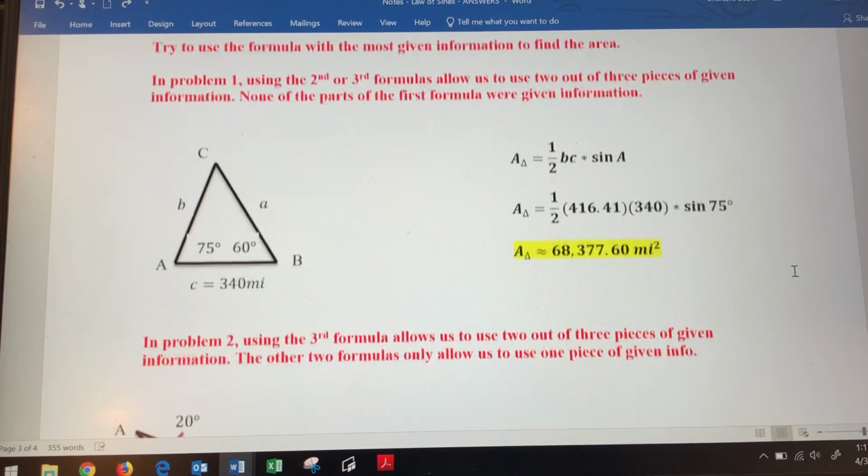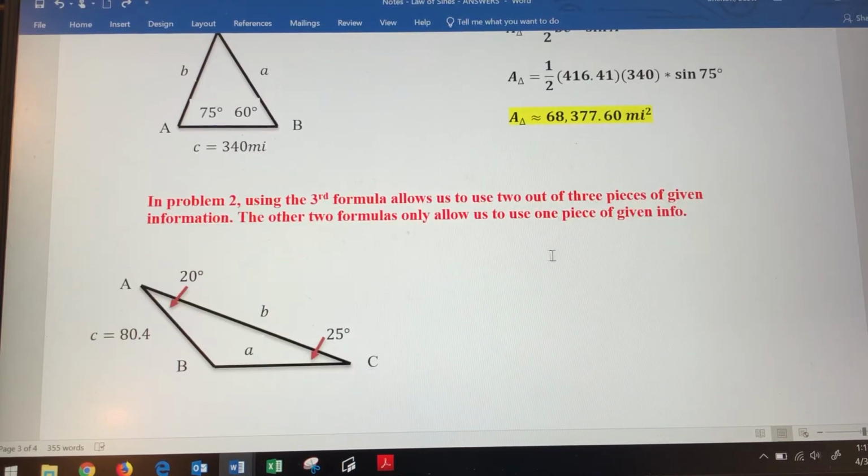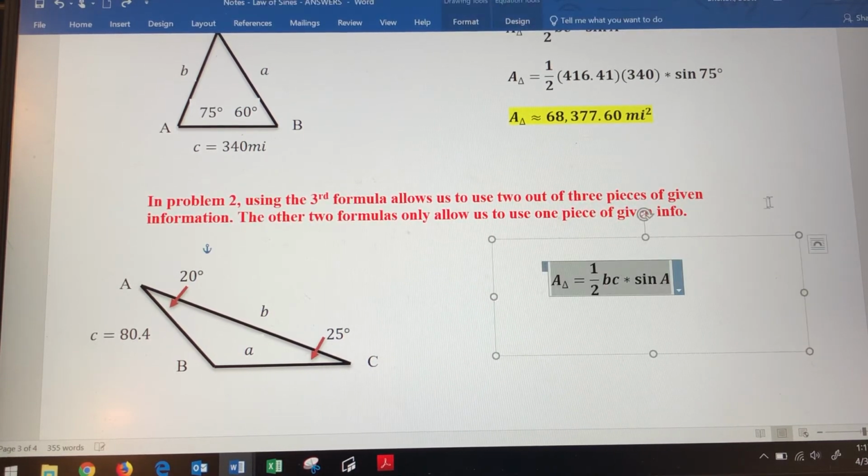All right, let's move on down to the second problem. Okay, in this case, we were given angles A and C, and side length C, and angle, side order. So we use law of sines to solve for side A, side B, and angle B. We use basic geometry to find angle B, okay? So again, here we're kind of forced to use the third formula because, well, we're not forced to, but I've chosen to use the third formula from above, and it looks like this, okay?